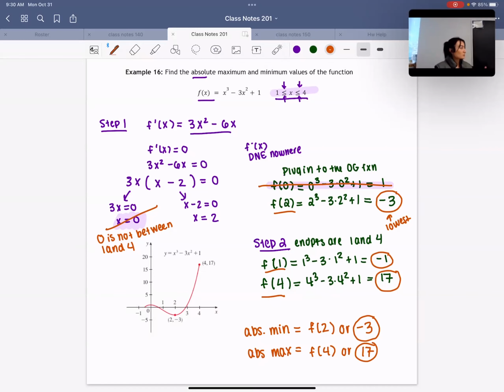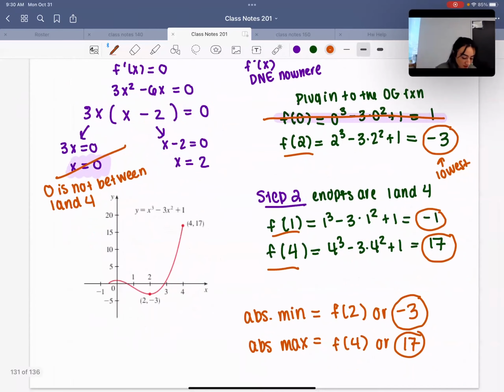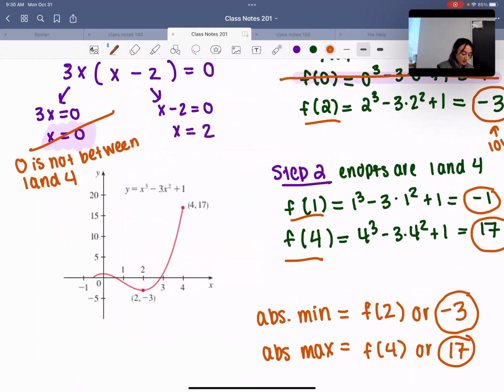Let's just see what this looks like on the graph, okay? So up here, I graphed my original function, x cubed minus 3x squared plus 1. And we're only interested in between x equals -1 and x equals 4, right? These are the 2 points that we're interested in, okay?